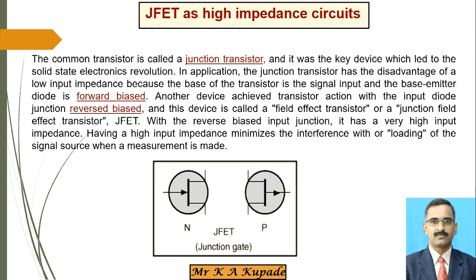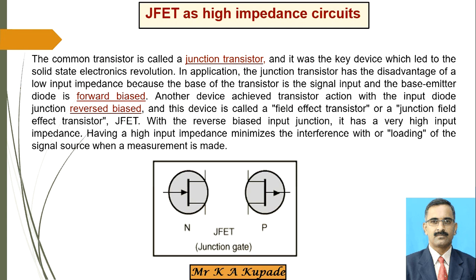Now, with the reverse bias input junction, it has a very high input impedance, right? Due to the reverse bias situation, the gate to source or gate to drain junctions, whatever junctions are there, they have the reverse bias condition. And due to that, this particular gate input terminal, or the input of this particular JFET, has high input impedance.